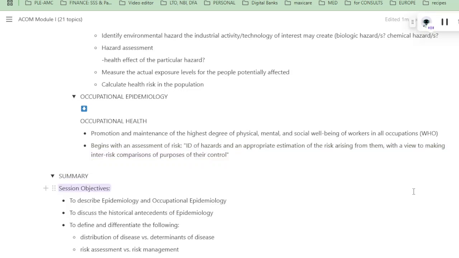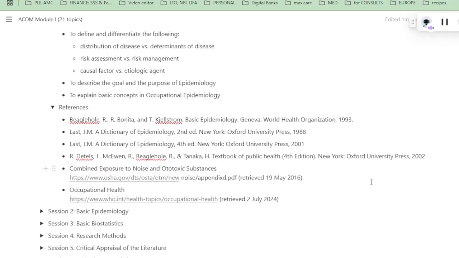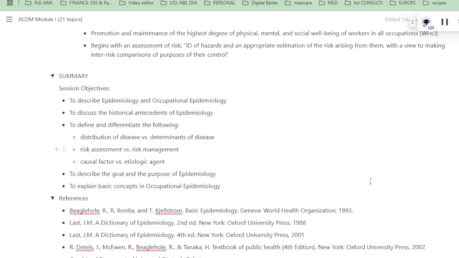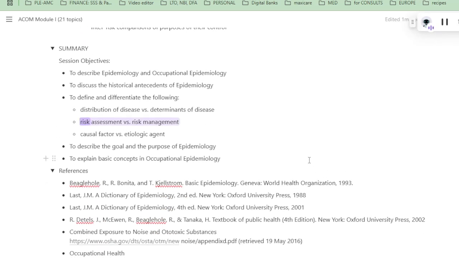Summary. Session objectives: to describe epidemiology and occupational epidemiology; to discuss the historical antecedents of epidemiology; to define and differentiate the following: distribution of disease versus determinants of disease, risk assessment versus risk management, causal factor versus etiologic agent; to describe the goal and the purpose of epidemiology; and to explain basic concepts in occupational epidemiology.